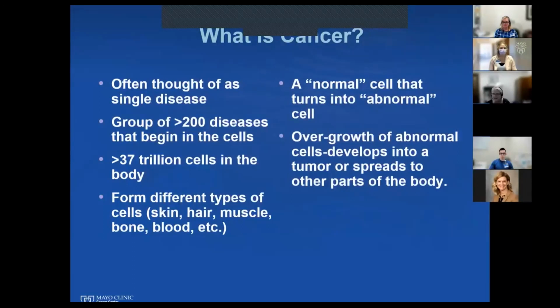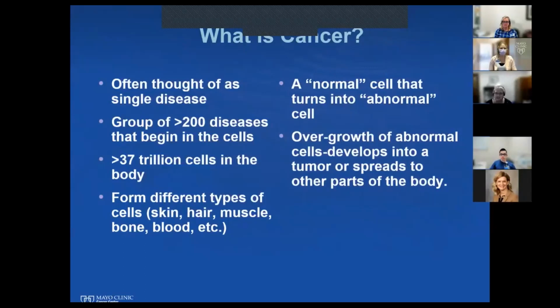This process at times can happen fairly quickly, but many times it can take years. So the key is trying to find these things early on. To understand how cancer develops, it's helpful to understand the difference between normal cells and these abnormal cancer cells. The average human body has over 37 trillion cells that make it up.